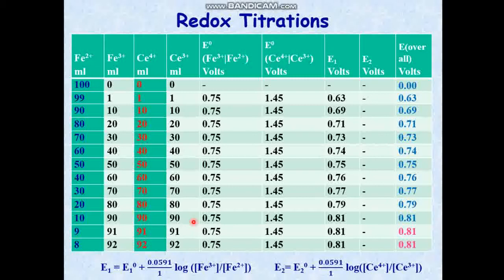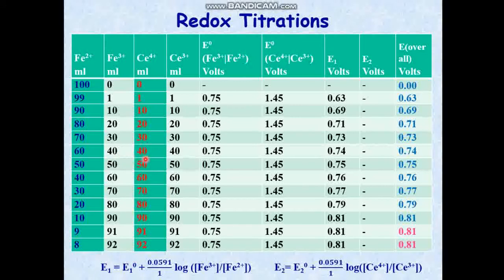Suppose in the first case, 1 by 90. Here, 1 divided by 90. Try to find out the value of E1. Here suppose 50 ml. This is very interesting: 50 ml iron 2 plus, 50 ml iron 3 plus. So 50 by 50 means 1, and log 1 means 0. So E1 will be equal to E1 0.